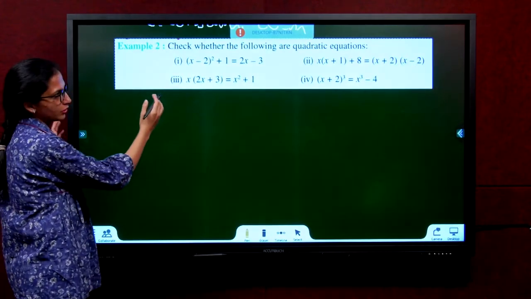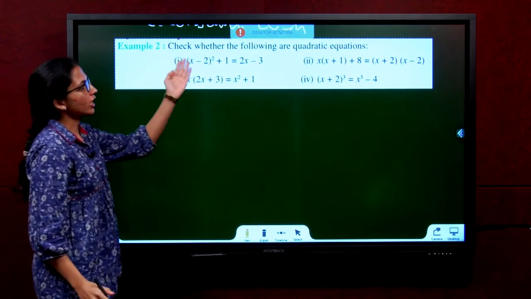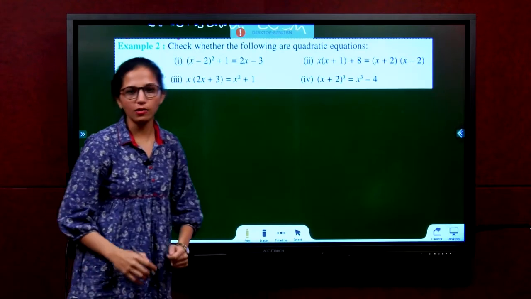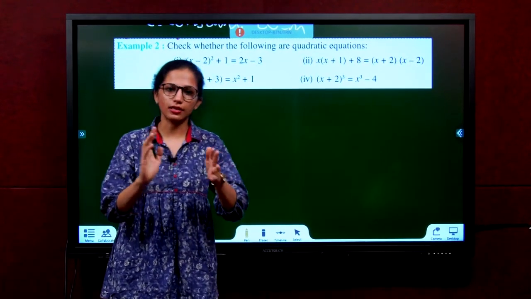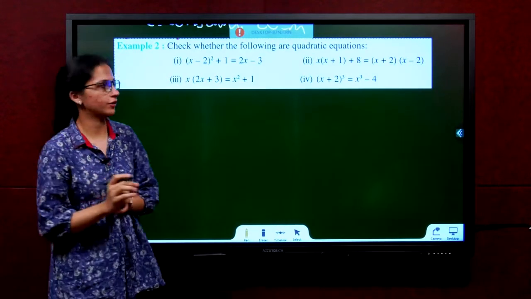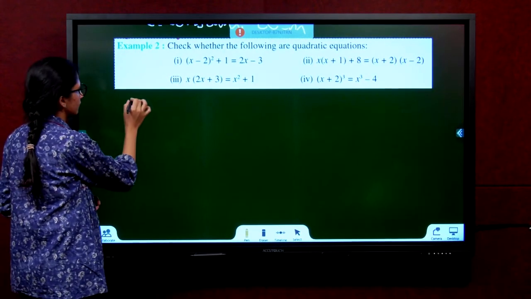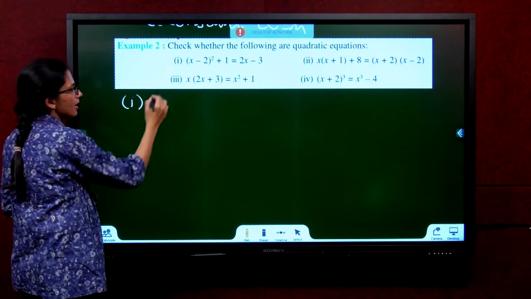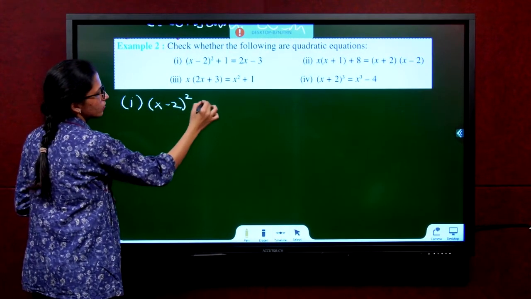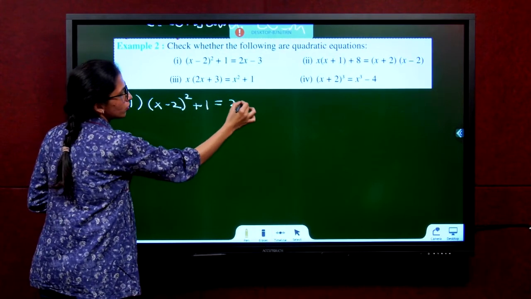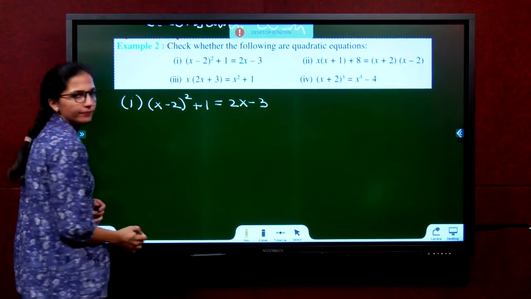First, example 2. The question says check whether the following are quadratic equations. We have to just check whether the equation is quadratic or not. First one, x minus 2 the whole square plus 1 is equal to 2x minus 3.